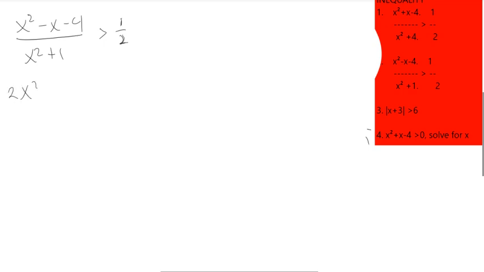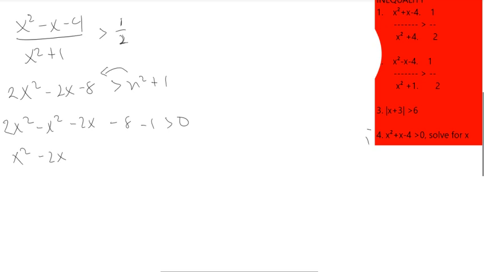So we have 2x squared minus 2x minus 8 is greater than x squared plus 1. We bring all these values to this side. So we have 2x squared minus x squared minus 2x minus 8 minus 1 is greater than 0. So here we have x squared minus 2x minus 9 is greater than 0. So let's see if we can factorize. Can we factorize? We cannot.